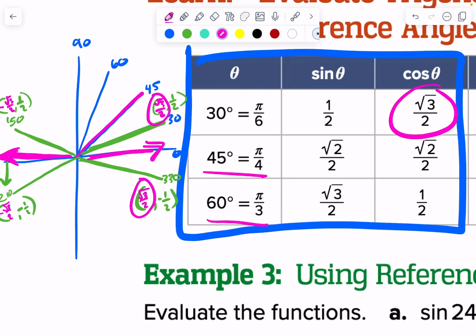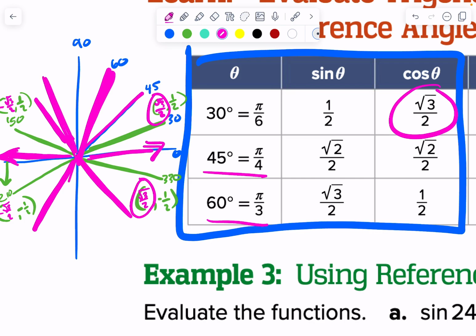So 45 degrees will be the same thing as 135, 225, and then 315. 60 will be the same here as 120 and 240 and 300. Okay, those will all be the same, just a different sign depending on what quadrant you are in.